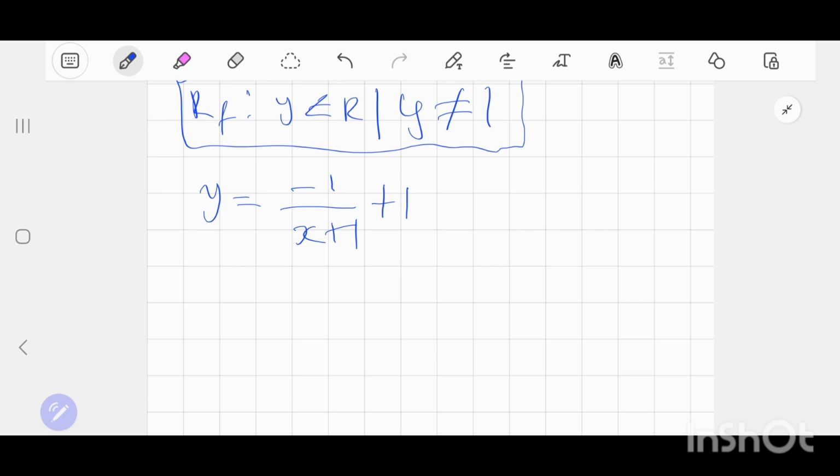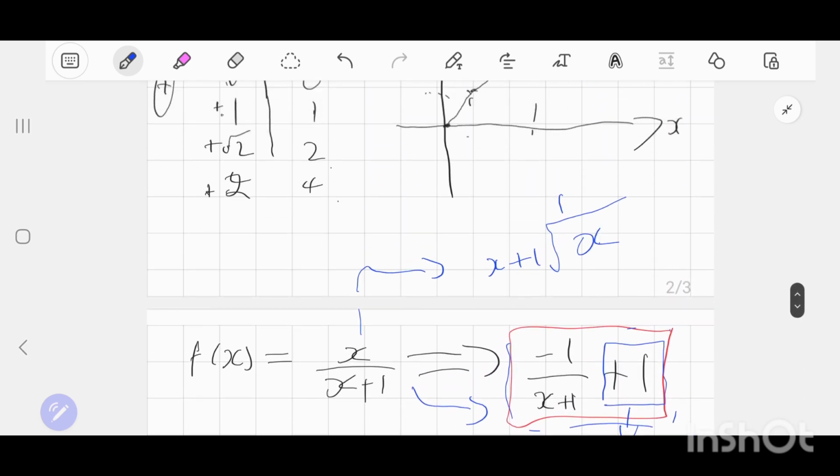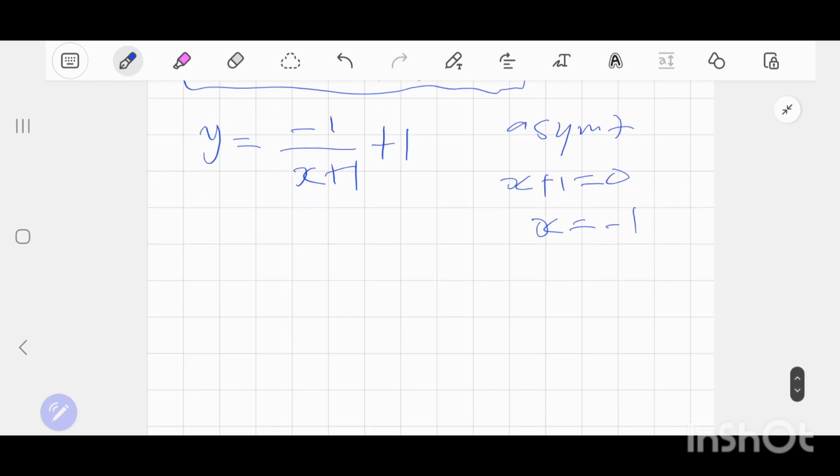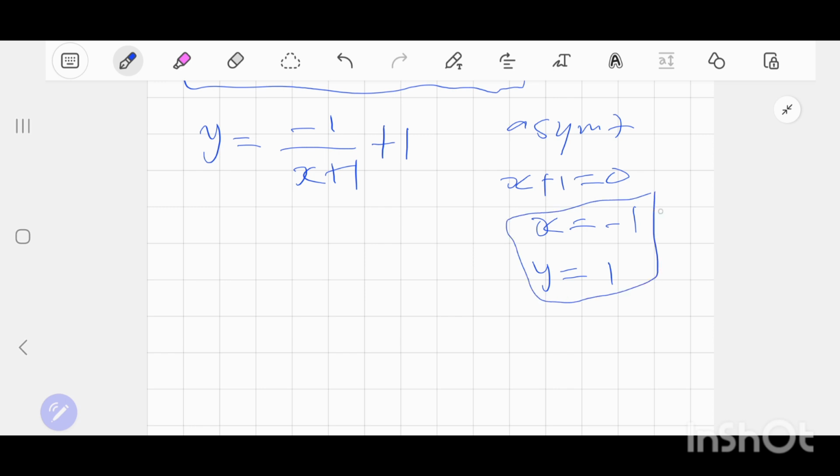Let me quickly draw it for you. Remember, our x asymptote, you take this and equate it to 0. So my x equals 0 will represent my asymptote. Are you with me? This will represent my asymptote. And then my y asymptote will be positive 1. So these are my asymptotes.